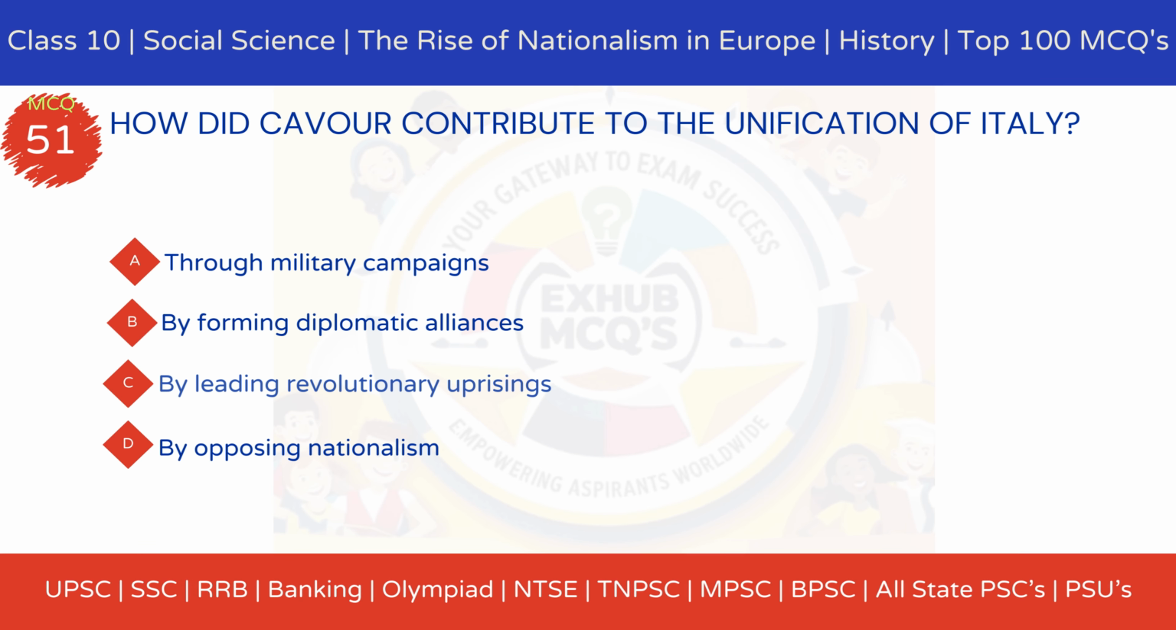MCQ 51. How did Cavour contribute to the unification of Italy? Option A, through military campaigns. Option B, by forming diplomatic alliances. Option C, by leading revolutionary uprisings. Option D, by opposing nationalism.